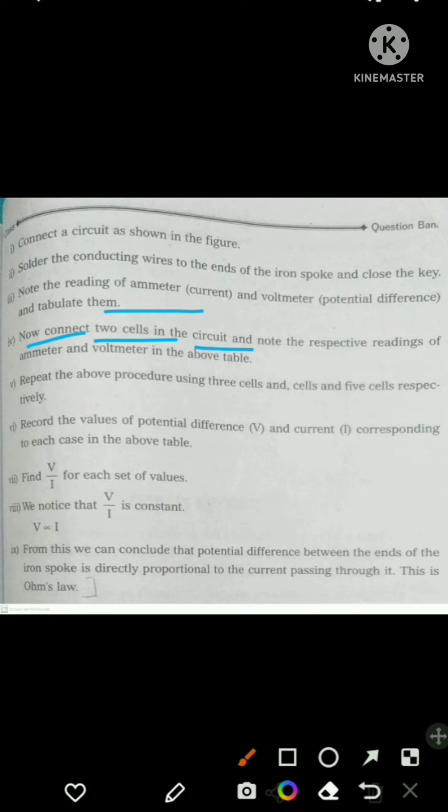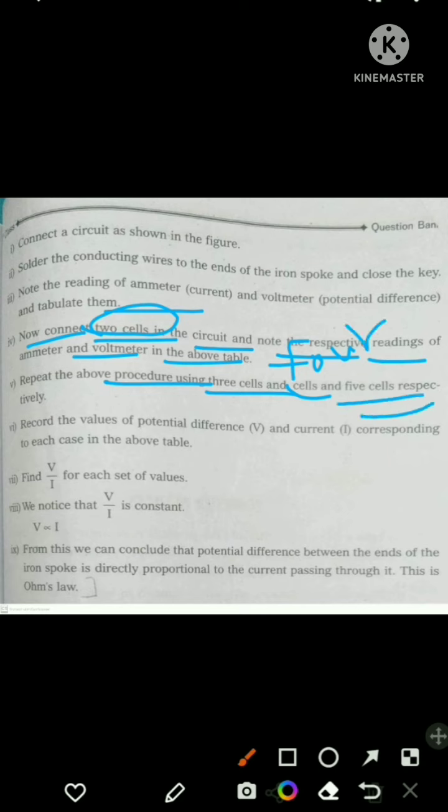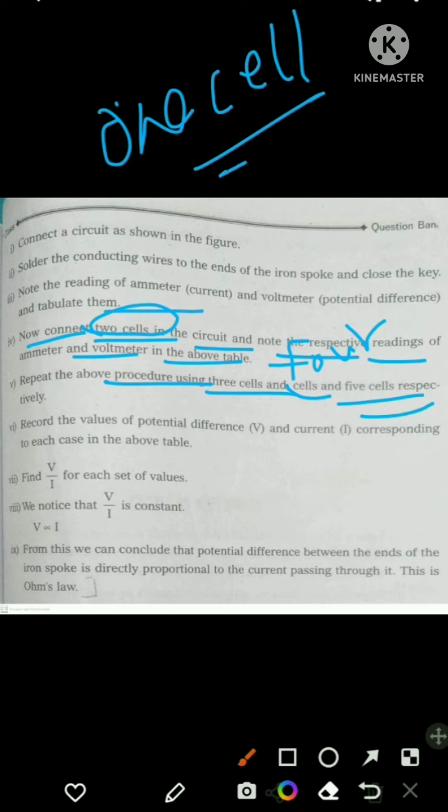The next point you will write is: now connect two cells in the circuit and note the respective readings of the ammeter and voltmeter in the above table. Repeat the above procedure using 3 cells, 4 cells and 5 cells respectively. At first you use 1 cell, then you perform the experiment for 2 cells, then 3 cells, then 4 cells, then 5 cells, and correspondingly you record the values of potential difference V and current I in the above table.